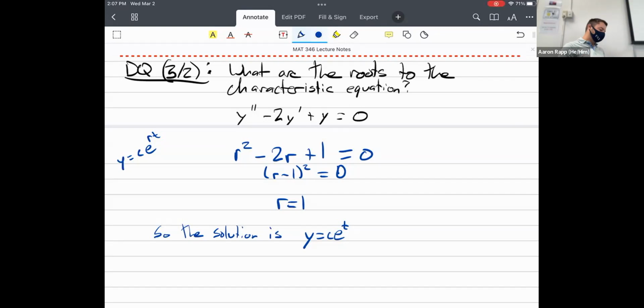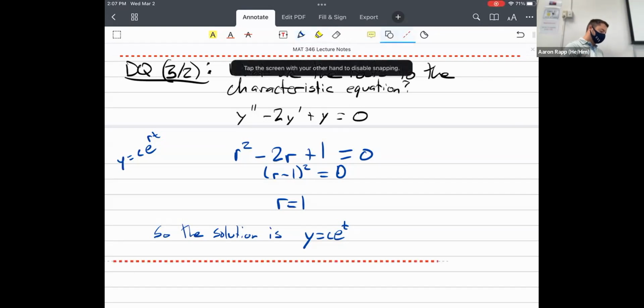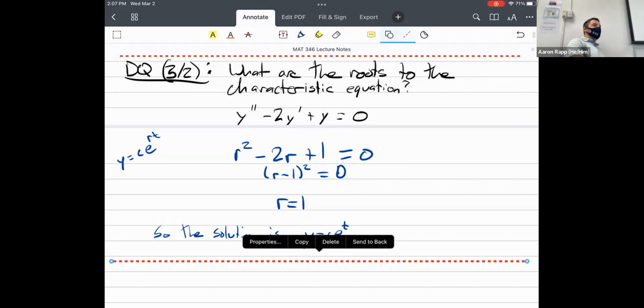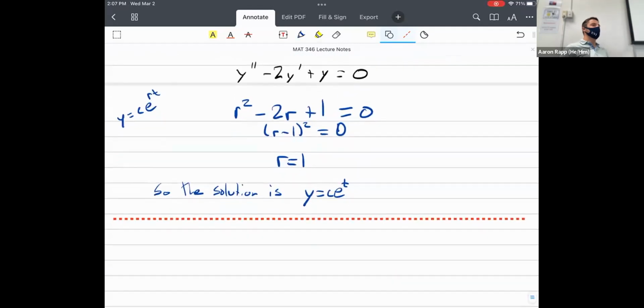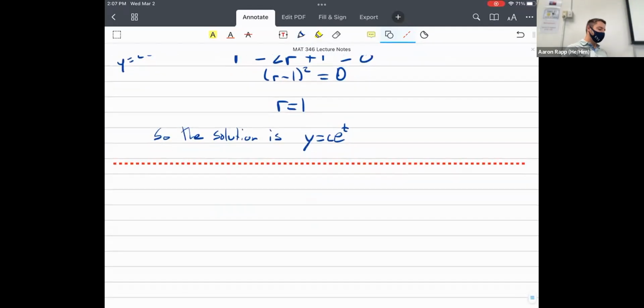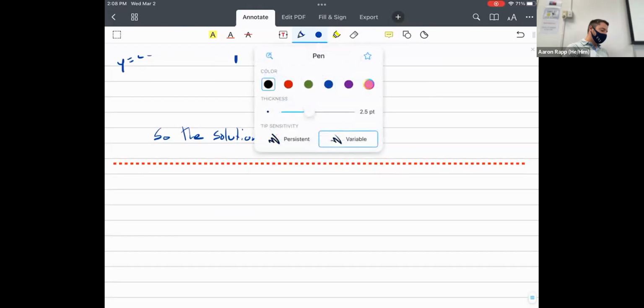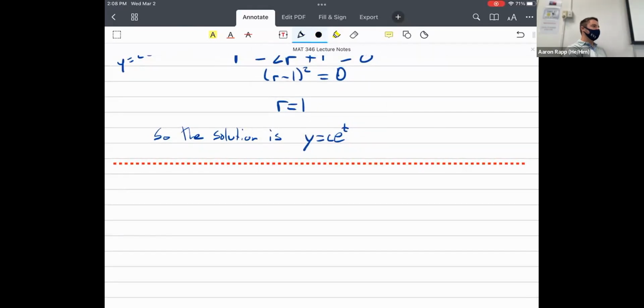All right, so we're going to keep moving on. We're just going to do this again. Make sure we see this process of, as long as I'm given a second order homogeneous linear differential equation with constant coefficients, how I can get the solutions. So let's do a new one.